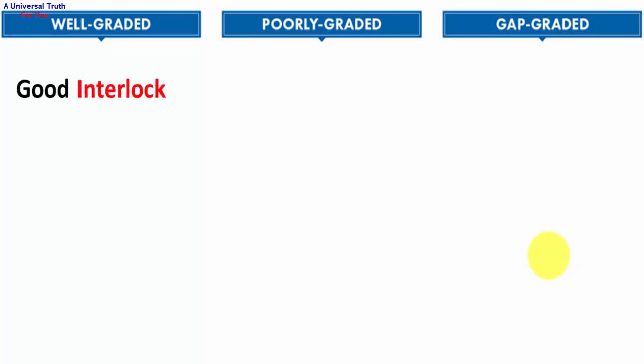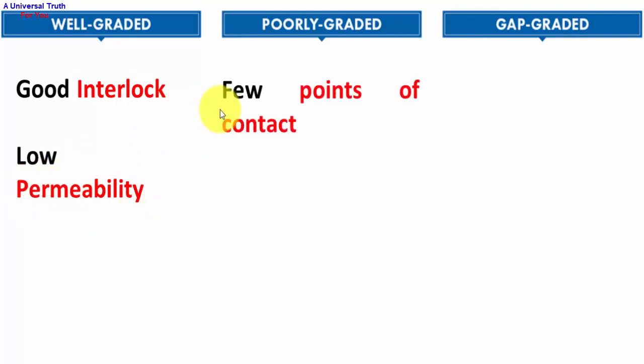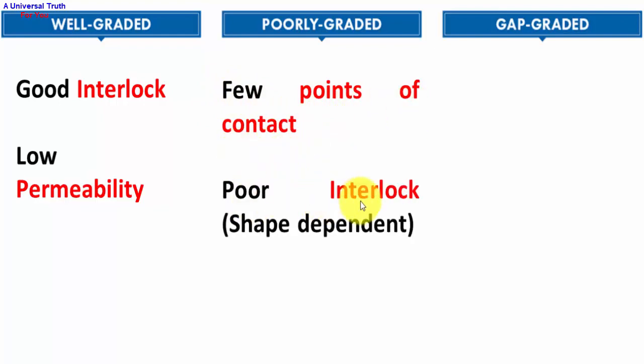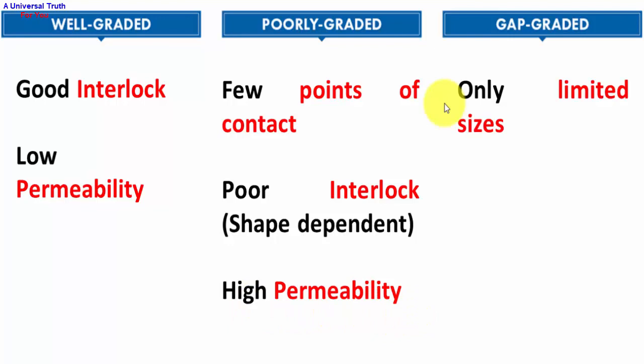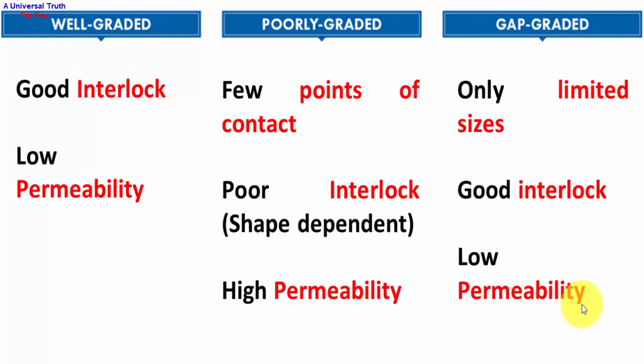Here are the properties of well graded, poorly graded, and gap graded. Well graded has good interlock and low permeability. Poorly graded has few points of contact, poor interlock, is shape dependent, and has high permeability. Gap graded has only limited sizes, good interlock, and low permeability.